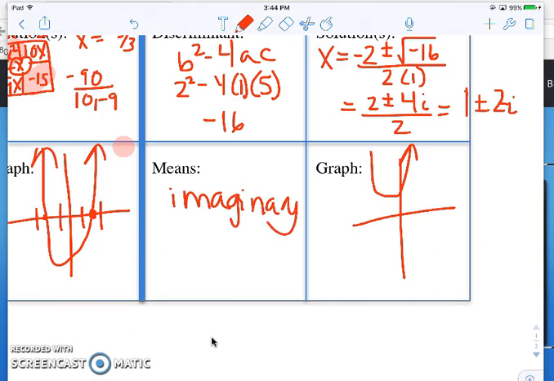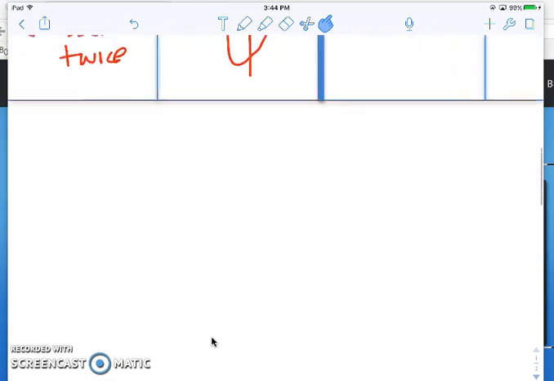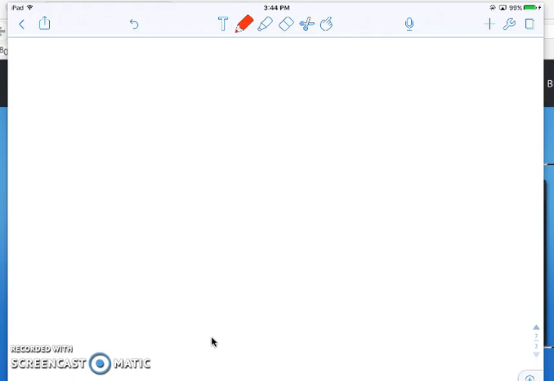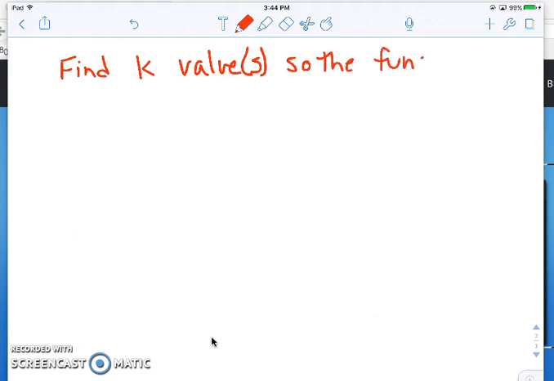Now the last thing we're going to do is take a look at a couple questions. So you might need to add these to the next page. I don't know if you'll have room underneath. You might. But our goal is to find a k value or values. Maybe there's more than one. So the function has the given number of solutions.